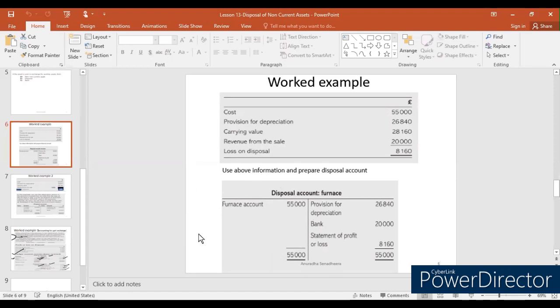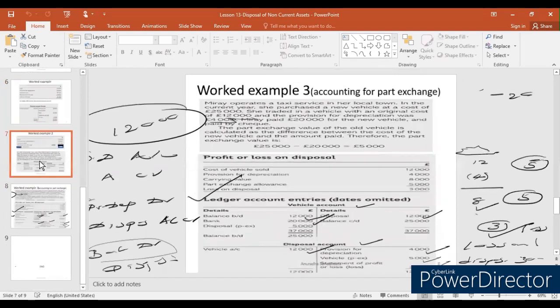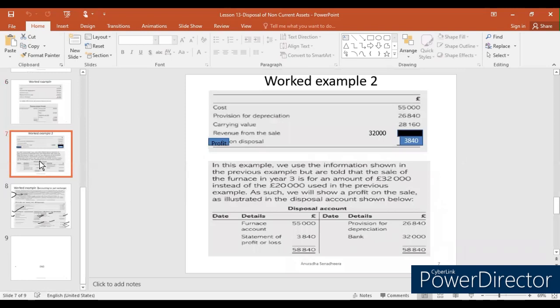But the same thing you can record under double entry. First entry is disposal account debit and asset account credit. The second entry, provision for depreciation account debit, disposal account credit. And third entry, bank account debit, disposal account credit, and balance off and see whether there is a profit or loss on disposal. That's what you need to do. That's all. So with that, we will be finishing this topic. That's what you need to study mainly. If you know the depreciation disposal question I taught, you will be able to handle that question without any doubt.